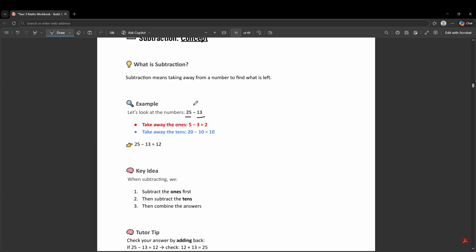So first, we will take away the ones. The first is going to be the 5, and the second is going to be the 3, which will give us 5 minus 3, which will be equal to 2. Next, we're going to take away the tens. So we're going to have 20 from the first number, and 10 from the second number. And when we take these away, we'll be left with 10. So our final answer will be 10 plus 2, which is equal to 12.